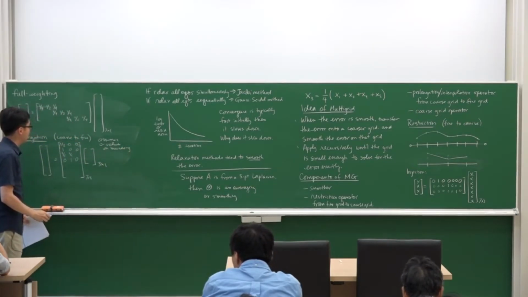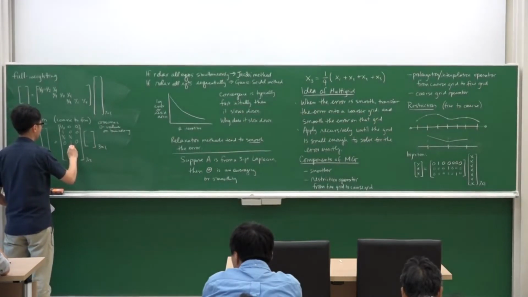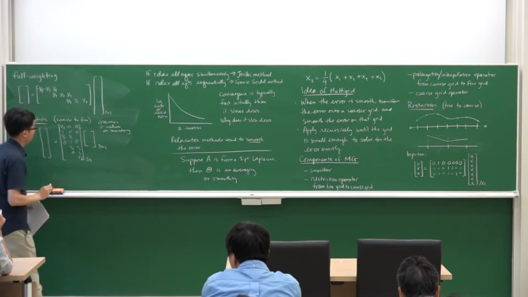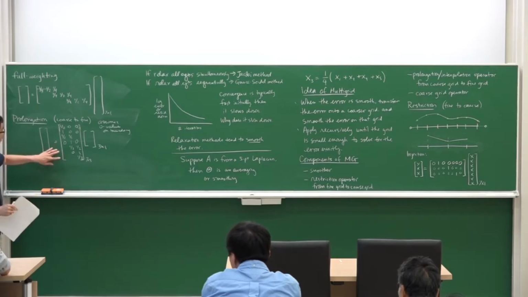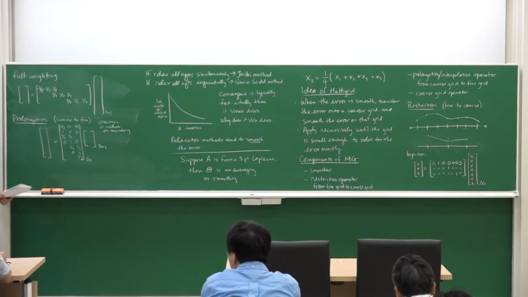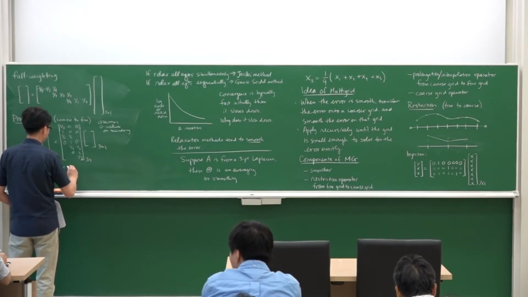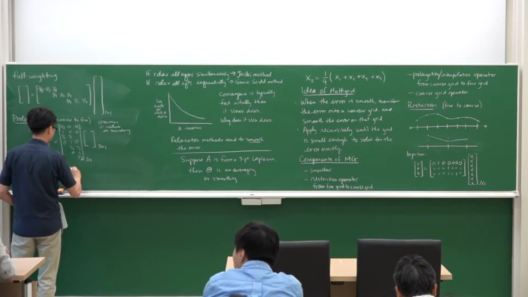And then the other points are 1/2, 1/2, 0, 1, and then 1/2. So this is a 7x3 matrix. I don't know if it has a name. This is the most common, this is just linear interpolation, right? And in 2D, we just use bilinear interpolation.